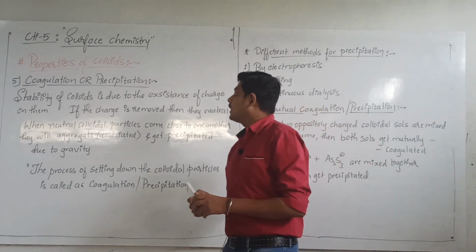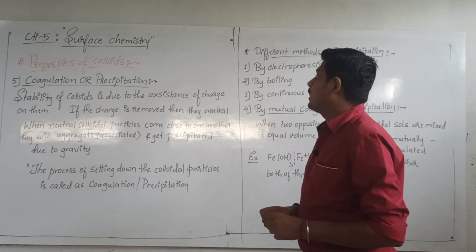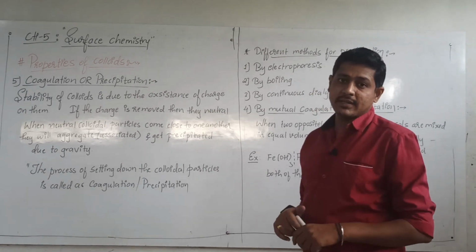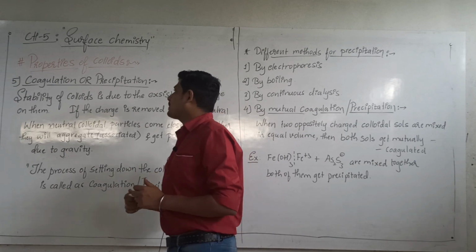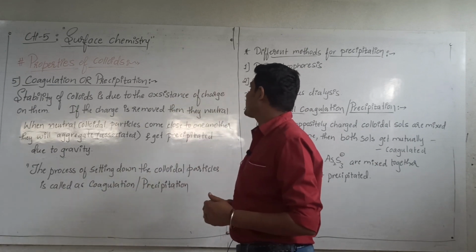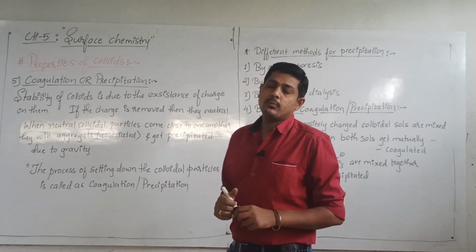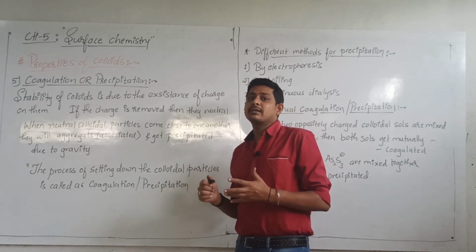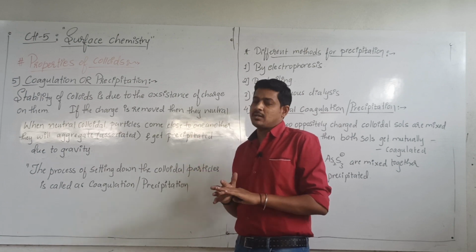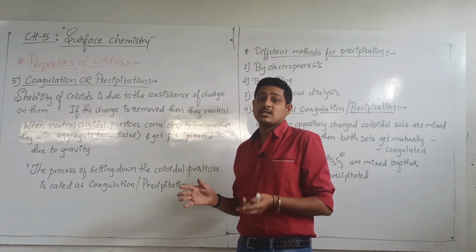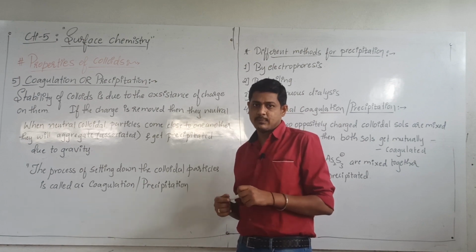Okay students, now we will study the fifth property, that is precipitation, or another word is coagulation. We know that the stability of the colloids is due to the existence of charge. This is what we previously studied, isn't it? So colloidal particle stability depends on the charge. If they carry charge, then only they are stable. If they don't carry any charge, then they will get precipitated. That's what we have seen in electrophoresis, isn't it?